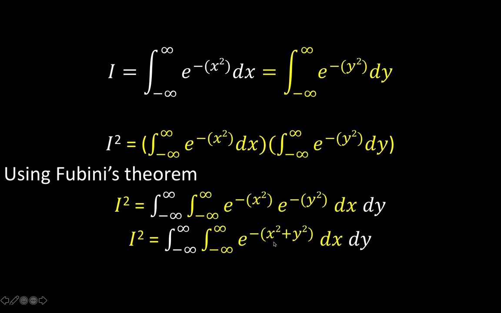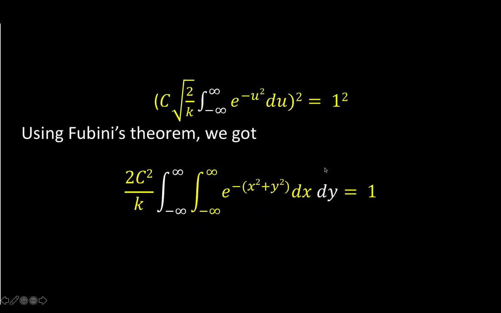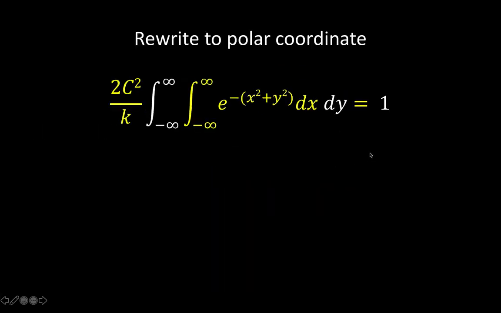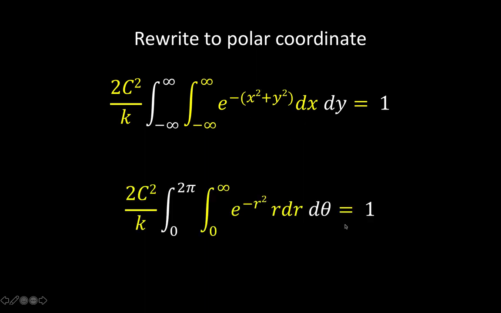We want this to be in this form because our next step is to change coordinates from the Cartesian coordinate system to the polar coordinate system. And this x squared plus y squared can be replaced by r, or the radius, in the polar coordinate system. And so let's now rewrite the integral into the polar coordinate system, from the Cartesian form to the polar form.